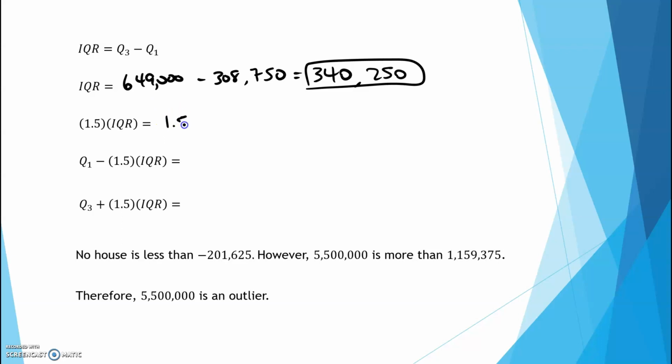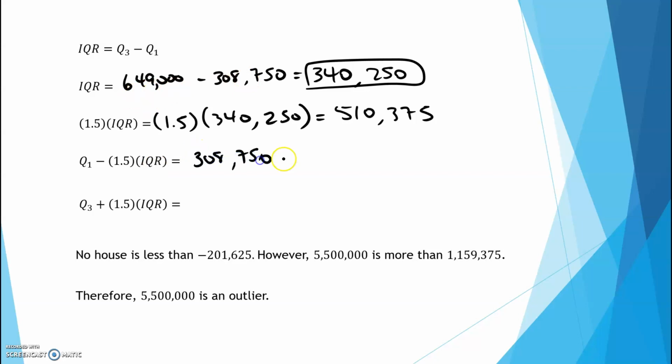And then what we're going to do is take 1.5 times the number that we just found. And then that's going to give us 510,375. Then we're going to take our Q1 minus 1.5 times our IQR, and that was 308,750 minus 510,375. That's going to give us a negative number. So that's going to be negative 201,625.